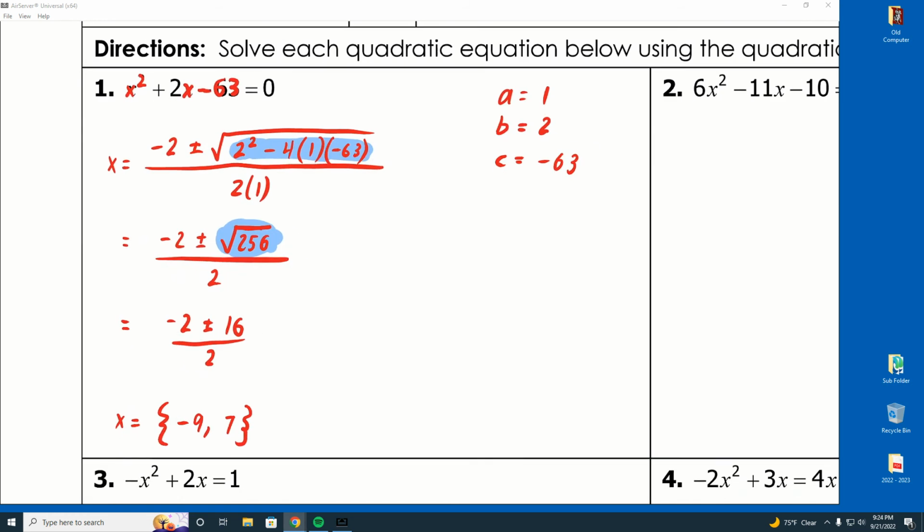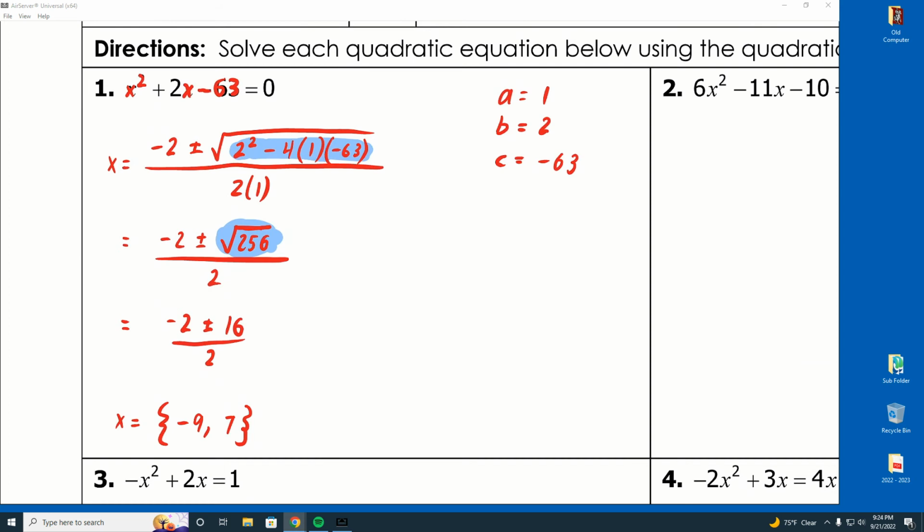Okay? Now listen, because those answers are so nice, that's proof to me that I actually could have factored this problem. And I know factoring is faster and probably easier for most of you guys, but I'm trying to show you the method, the quadratic formula, and how it works for every single quadratic. There's no quadratic equation that it won't solve. Okay? So there you have it.